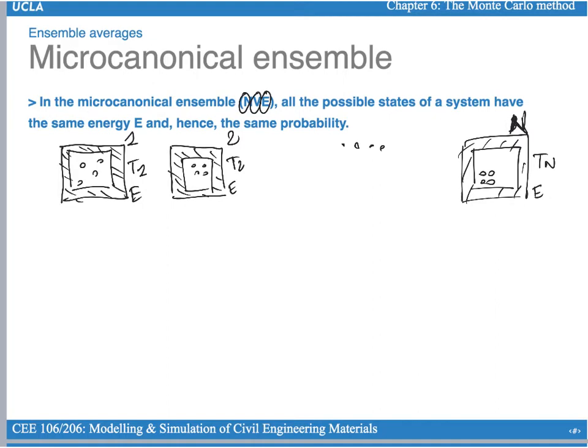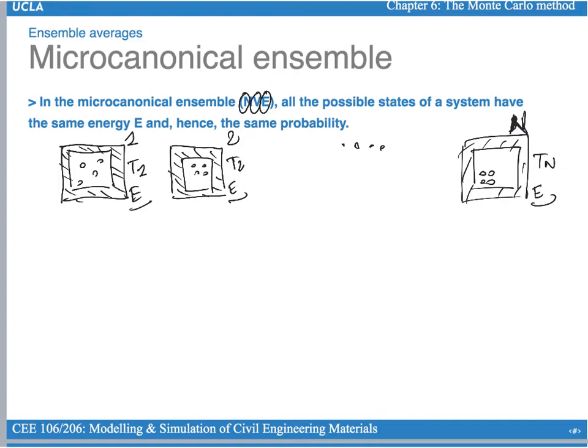So for this, you need to know what is the relative probability of all those systems. So when you are working in the microcanonical ensemble, it's very easy because by definition of the microcanonical ensemble, all those configurations have exactly the same energy. And if they have the same energy, then there is no configuration that is more probable than the other. There is no configuration that is more stable or less stable. And in that case, it means that all those configurations have the same probability.